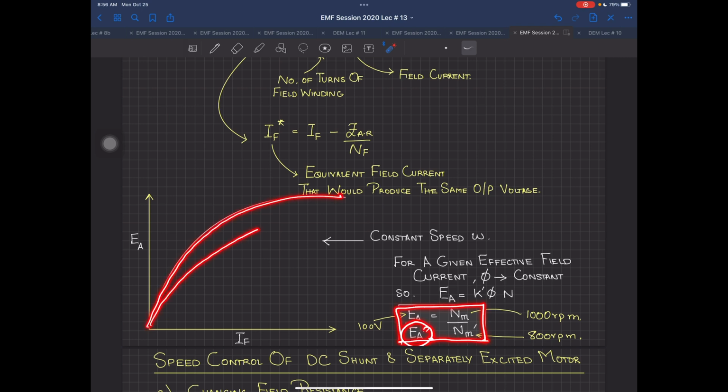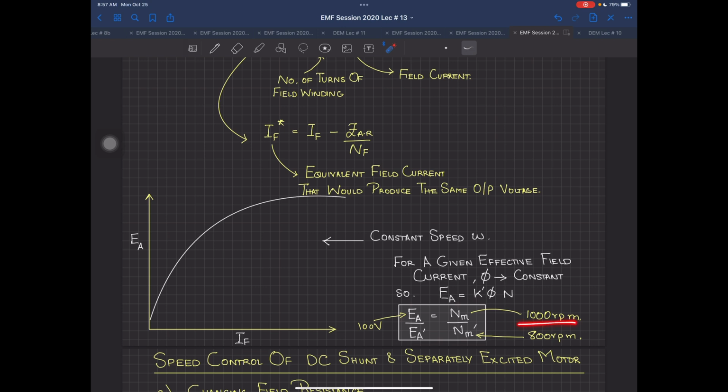The other magnetization curve will be something like this. So you can find out your EA dash from this equation over here, because here flux phi and K both are constant. But this will only be applied if your field current is constant. Otherwise, if it is not constant, then you cannot apply this assumption. This equation is used in a lot of problems and some examples also. So this is very important.